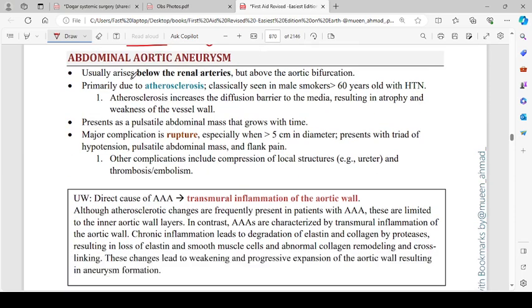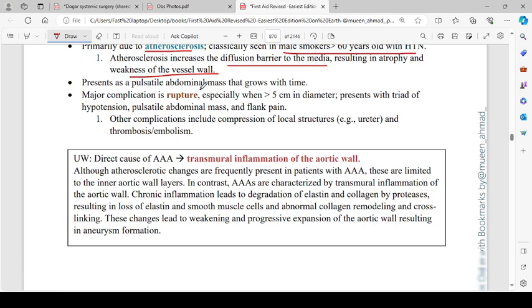Abdominal aortic aneurysm usually arises below the renal arteries but above the aortic bifurcation, primarily due to the atherosclerosis, classically seen in male smokers more than 60 years old with hypertension. Atherosclerosis increases the diffusion barrier to the media, resulting in atrophy and weakness of the vessel wall. It presents with a pulsatile abdominal mass that grows with time.